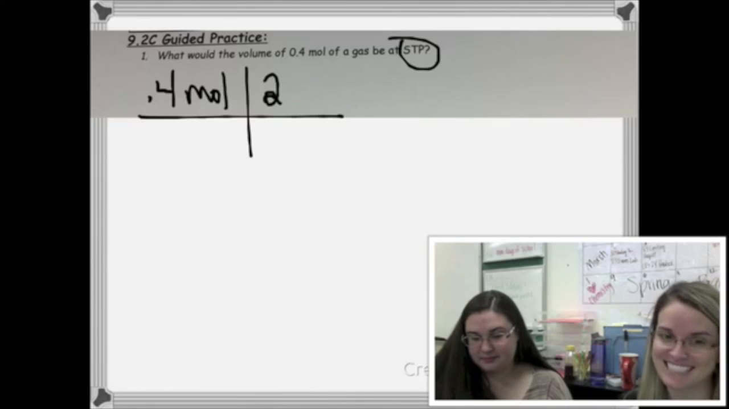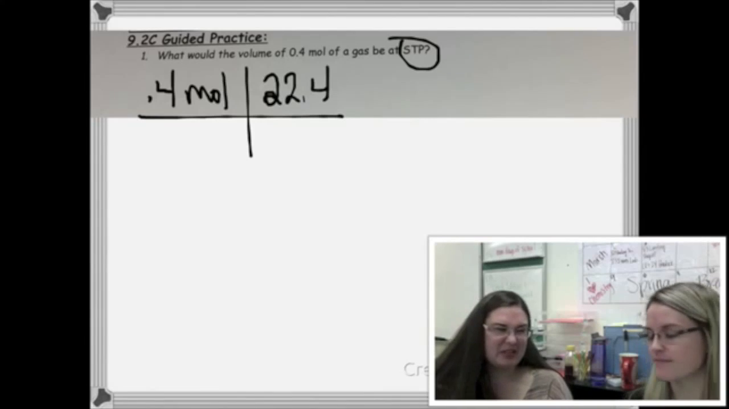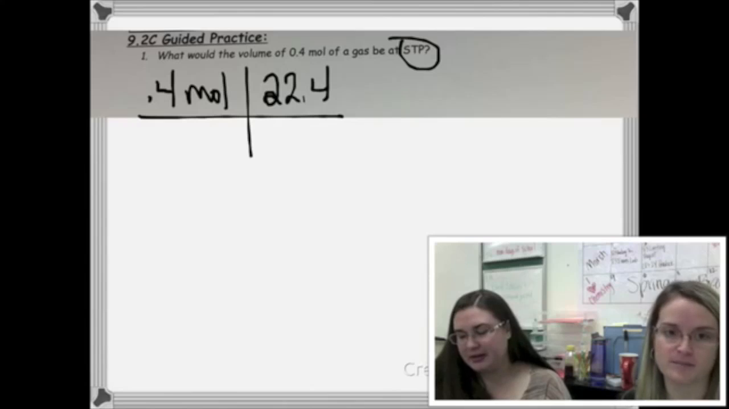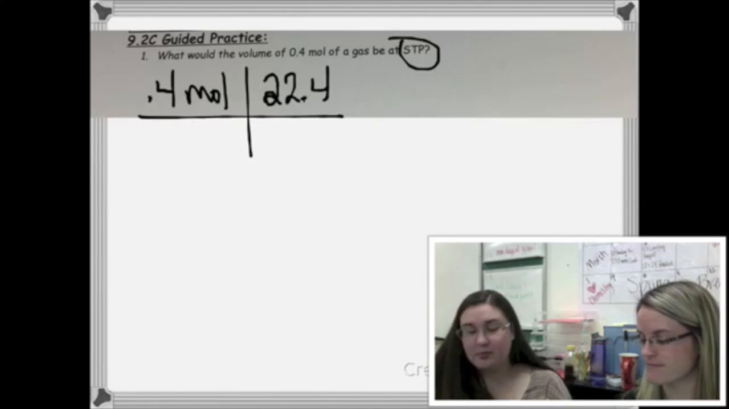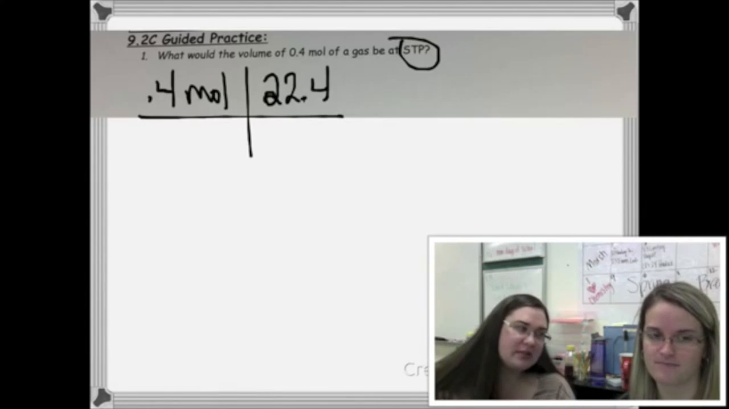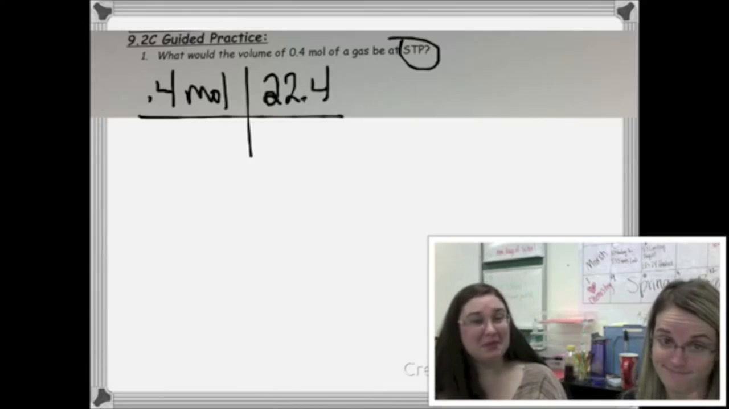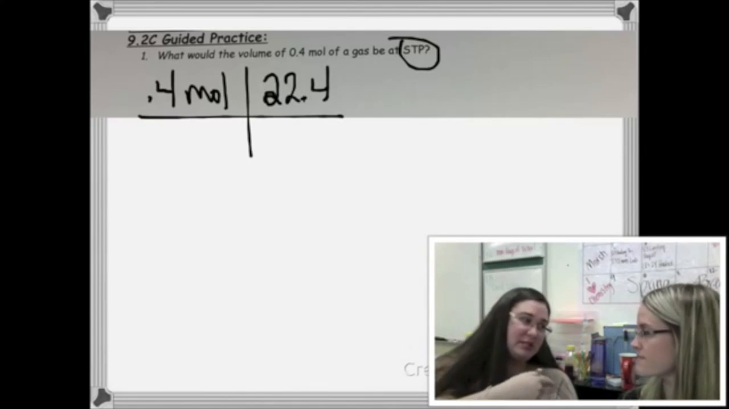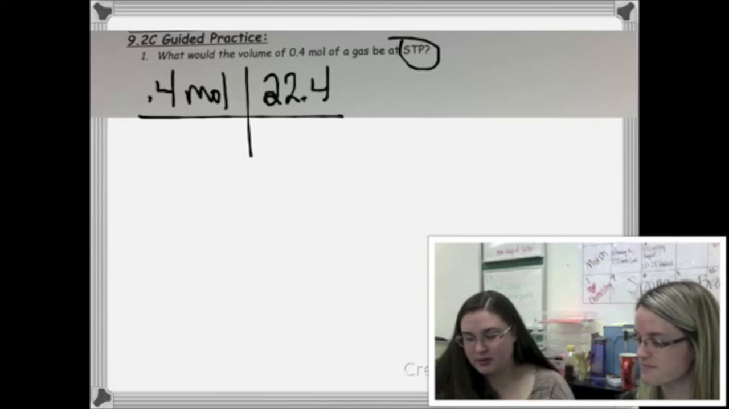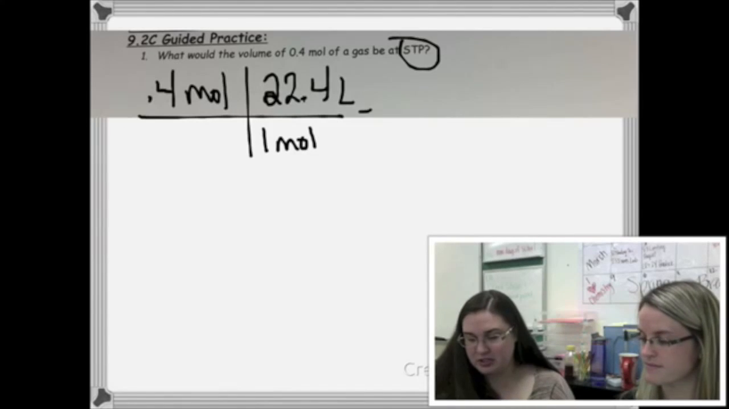Now, does it work the same? You'll still get the same answer doing PV equals nRT. You will, but this is shorter. And I love shortcuts. But again, it only works with STP. So it is something you have to remember to use when you see STP.